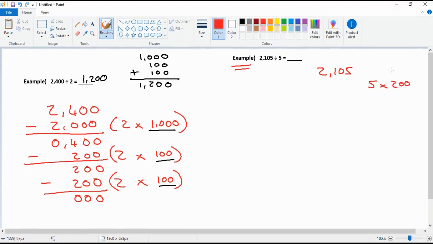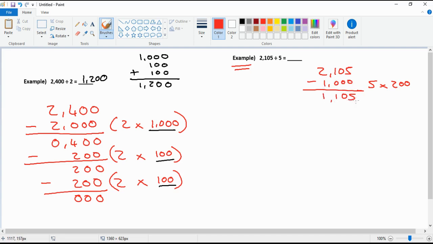I might go 5 times 300. It's whatever you're comfortable with. In this example, I'll just go 5 times 200. Well, that's 1,000. I subtract that. 5 minus 0 is 5. 0 minus 0, 0. 1 minus 0 is 1. 2 minus 1 is 1.